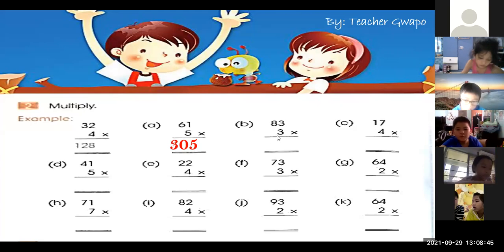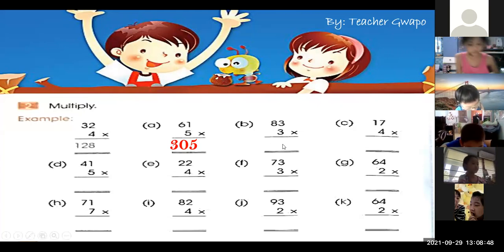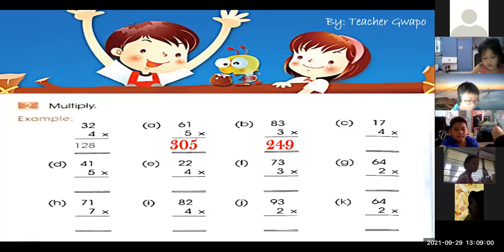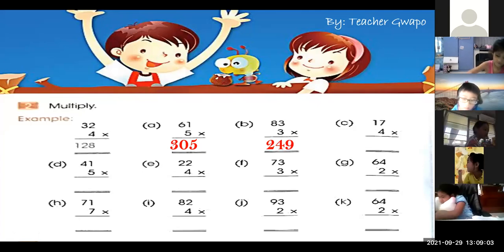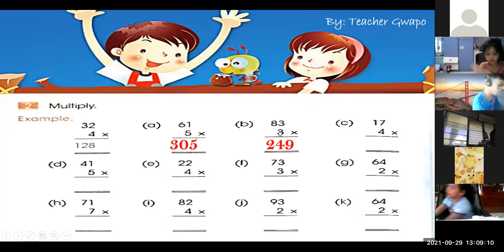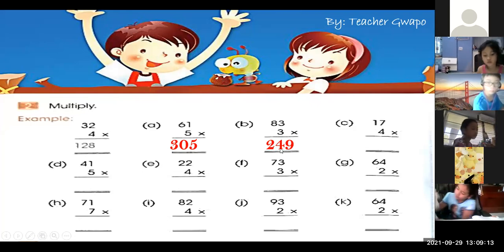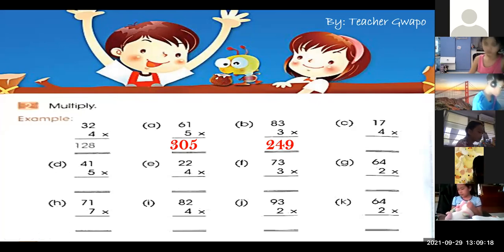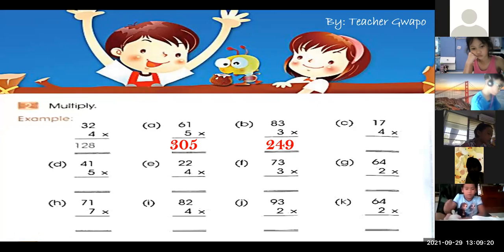83 times 3. So 3 times 3 is 3 plus 3 plus 3. Nobel, please. 249. 249 is correct, because 3 times 3 is equal to 9, and then 8 times 3 is 24. So we have here 249.